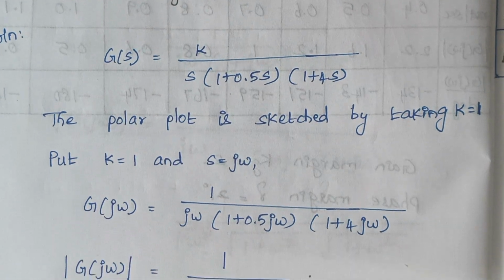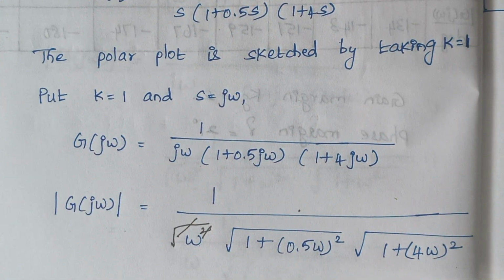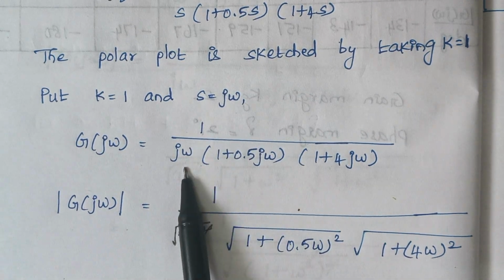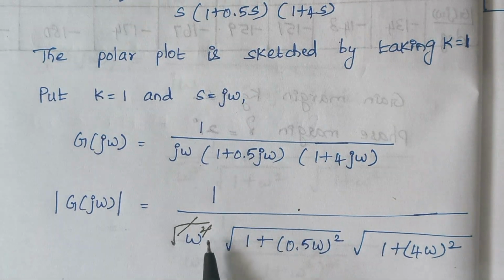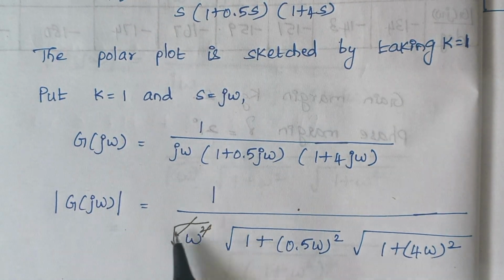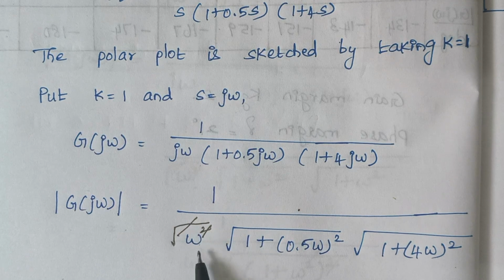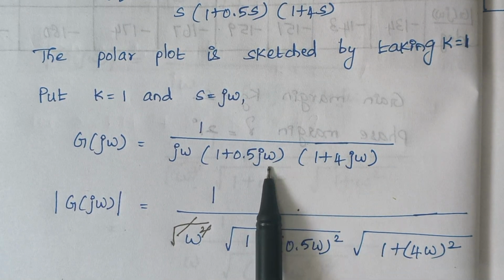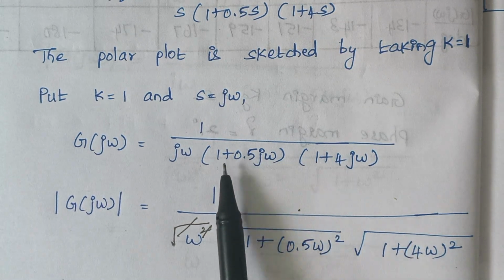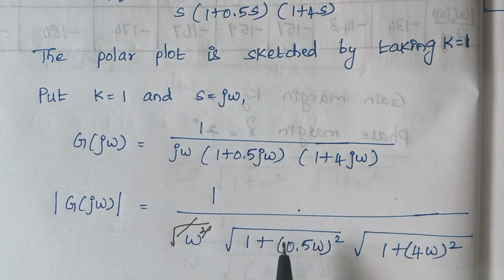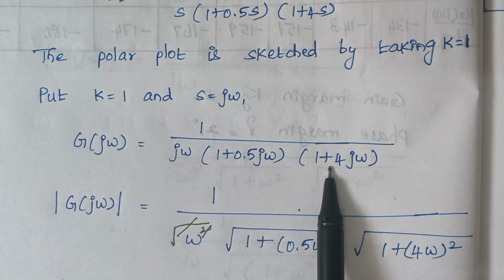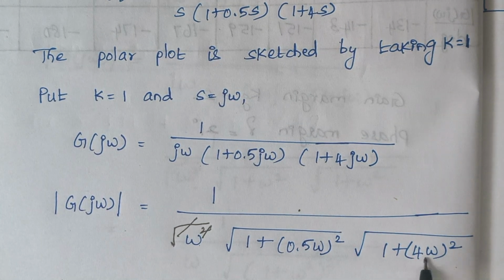So how to find the expression for magnitude? We have to take the square root of the squares of the elements inside. Here I have j omega, so the square root of omega square: the square root and the square cancel each other, so finally I have omega, right? And when you take the square root of 1 square plus (0.5 omega) whole square, similarly for this one, the square root of 1 square plus (4 omega) whole square, right?